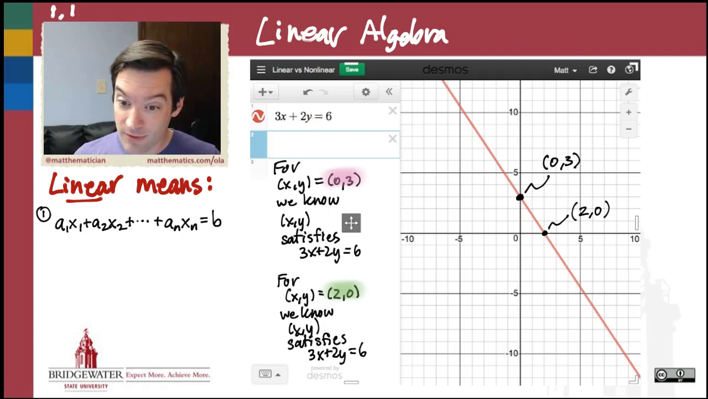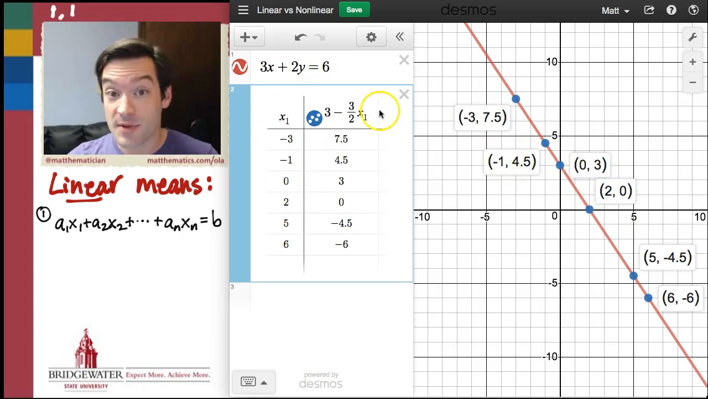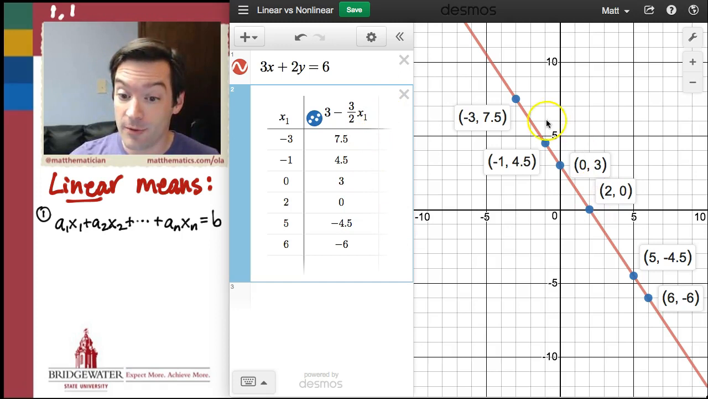So where do we get linear from if we're thinking about tables of values? Well, to do that, let's construct a bigger table of values for this particular function, and then see if we can make some more meaning out of that. So here I've selected some more x values other than 0, 3, and 2, 0. I've selected some other values of x and then used a rearrangement of this equation to find corresponding values for y.